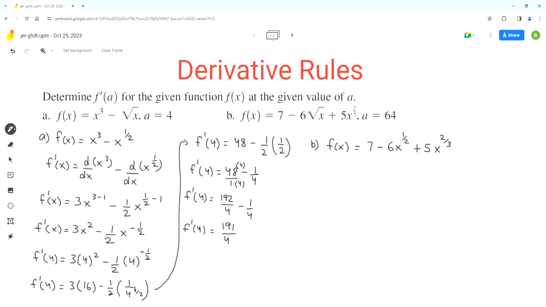Now we can find the derivative of this function. So we'll use the derivative rule. The prime of f at x equals the derivative of 7 over dx, then the derivative of 6x exponent half, and then the third term plus the derivative of 5x exponent 2 over 3.